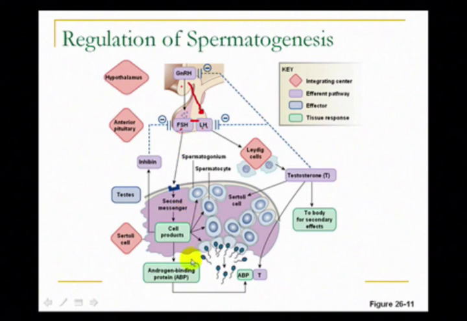FSH is going to target the cells of the testes and play a role in follicle development, basically production of the gametes and cell division. And then LH targets the Leydig cells and causes them to produce testosterone. Now, testosterone plays a role in the maturation of the sperm, but it also plays a role in giving you your secondary male characteristics.